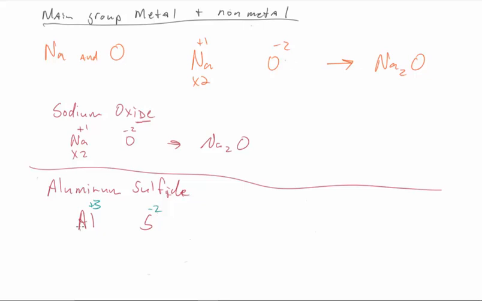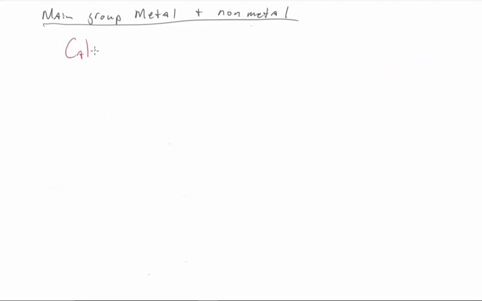Well, it's 6. So I'm going to multiply the aluminum times 2, the sulfur times 3, and what that gives me is an ionic formula of Al2S3. Right? And so hopefully you kind of see a pattern here where my charges actually just drop diagonally, or they crisscross, if you will. All right? All right, the next example I'll do with you is calcium phosphide.